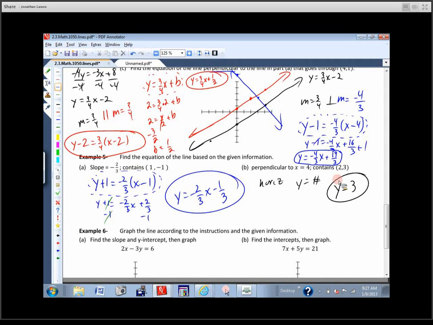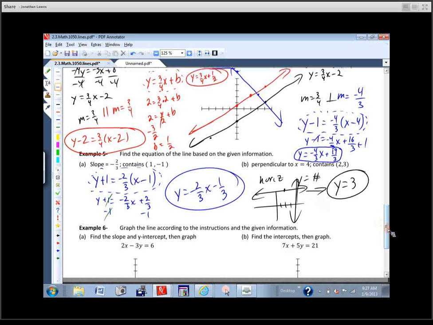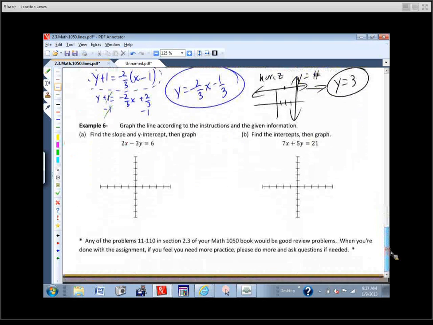If you needed to graph this and say, okay, I've got this line that's x equals 4, and I've got this that goes through 2, 3, so over 2 and up 3, and it's got to be perpendicular to it. It's got to be this line right here, and there's our y equals 3. Okay? All right, any questions? Okay, let's take a quick look at the last two.